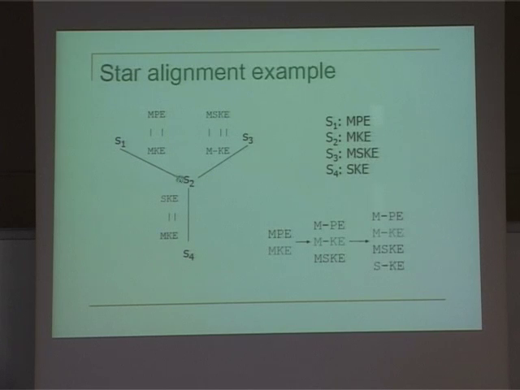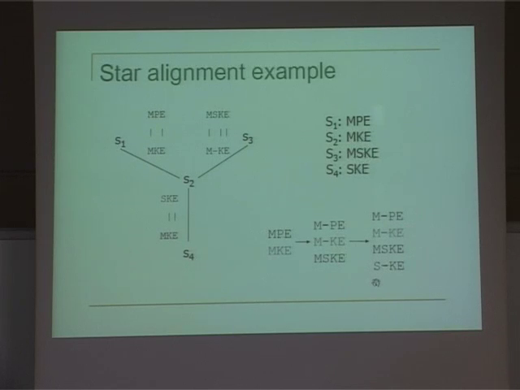And after we have this central sequence, we already have dynamic programming. Actually, when we are finding the central sequence, we have already performed all the alignments between all pairs. We can reuse these alignments when we are building the multiple sequence alignments. For example, the optimal alignment between MKE and MPE was this. And the optimal alignment between MKE and MSKE is this. And between MKE and SKE was this. So we can combine all of them by putting these alignments on top of each other.